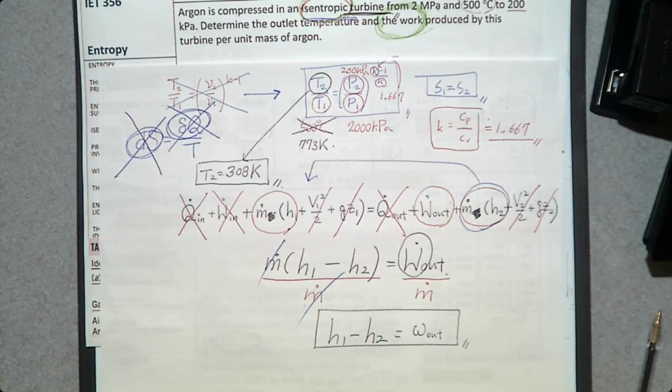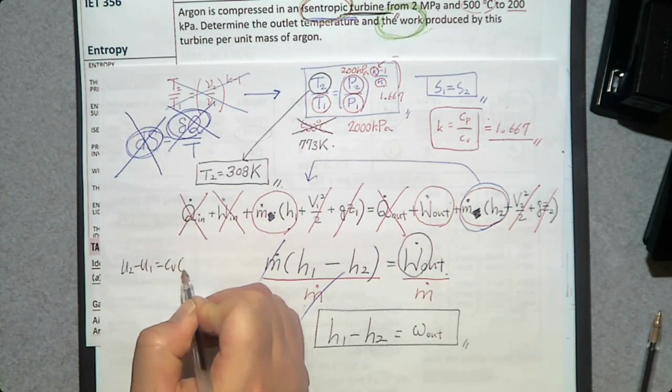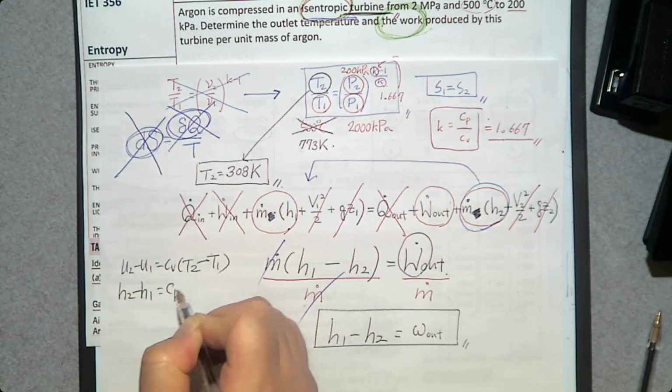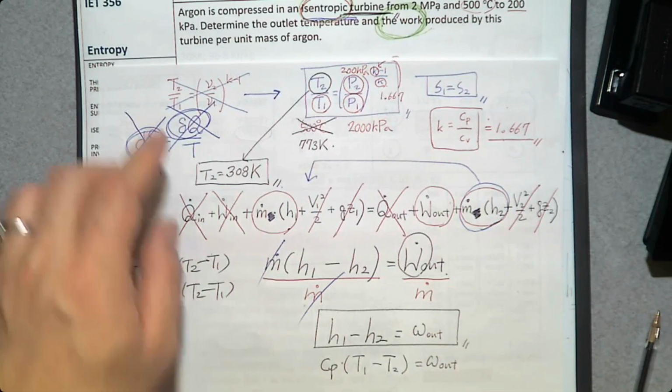But what we have is argon, a pure gas. If you want to determine H for a pure gas, you can use specific heat. U2 minus U1 is Cv times (T2 minus T1). H2 minus H1 is Cp times (T2 minus T1). So let's say it is Cp times (T1 minus T2), the energy transfer by work per unit mass.